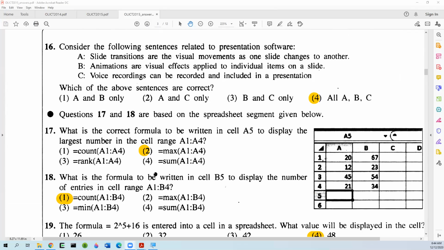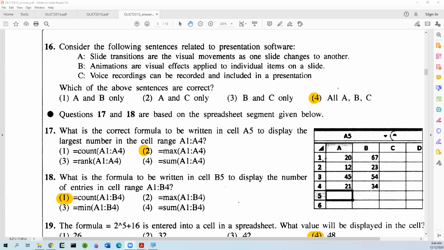Okay, question number 16. Consider the following sentences related to presentation software. Slide transitions are visual movements as one slide changes to another. That's correct, isn't it? Giving a visual movement from one slide to another, we call slide transition, that's correct.